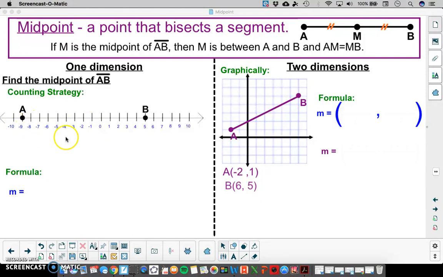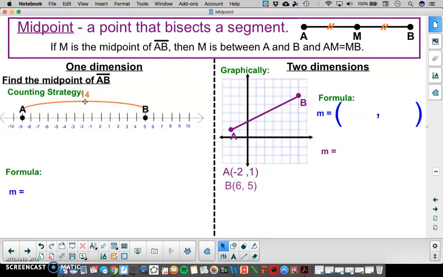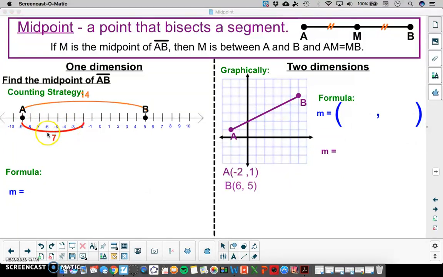1 dimension means just on the number line, how we would find the midpoint of segment AB, where A is at -9, B is at +5. Well, first we could use a counting strategy where we could just count the entire distance, which would be 14. We know the midpoint needs to be halfway along that segment, so half of 14 is 7.